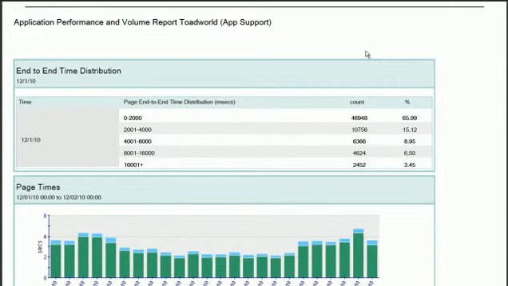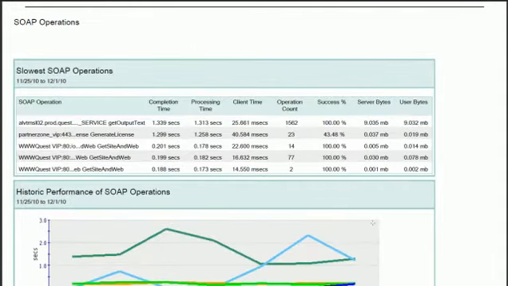Now, just staying with the same role, the application support person, another type of report that they will have, and this is specifically when they're using some type of XML, so these are SOAP operations.